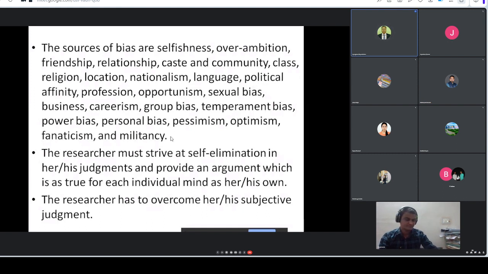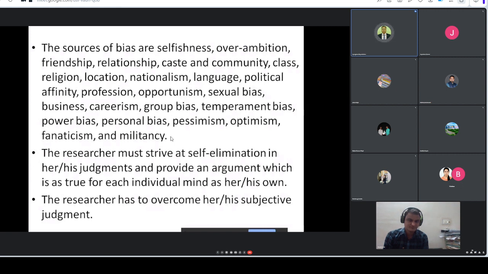That is why we have to be very, very careful when we do our research. That is why I'm saying that the community one belongs to, the class or the caste or the religion, or even the location you have, or even the career you want, all these sometimes affect objectivity in research. The researchers must strive, it means we have to work in order to eliminate or minimize the subjectivity as much as possible.